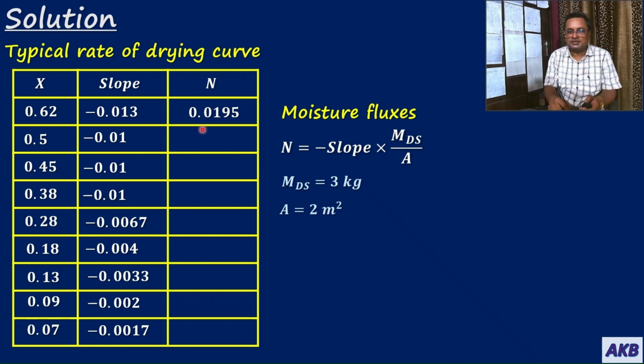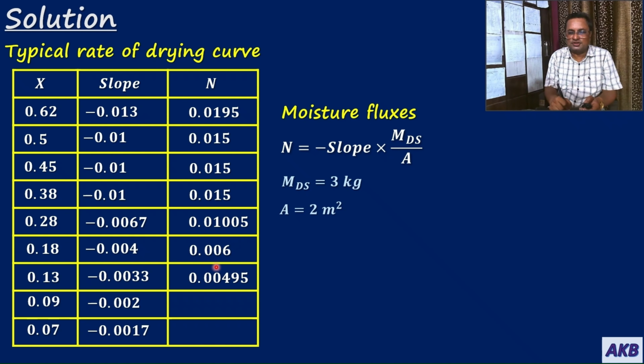So in the first case, N will be 0.0195, then it will be 0.015, then it will be 0.015, then again it will be 0.015. So you can see the rate is constant. So it seems that this is the constant rate period. Then we have N as 0.01005, then it is 0.006, then it is 0.00495, then it is 0.003, and finally it is 0.00255.